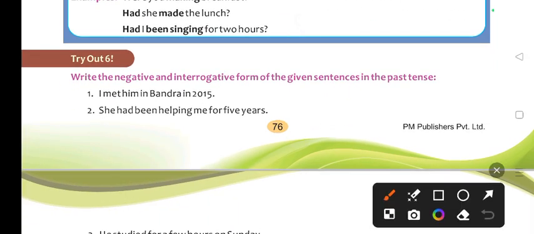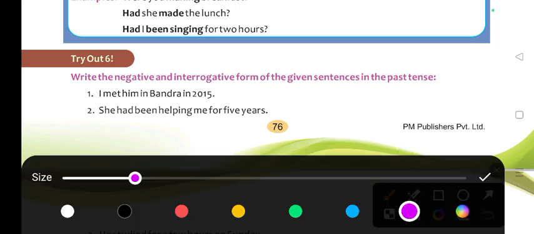Now try out 6. Try out 6 is, write the negative and interrogative form of the given sentences in the past tense. So I met him in Bandra in 2015. So wait.